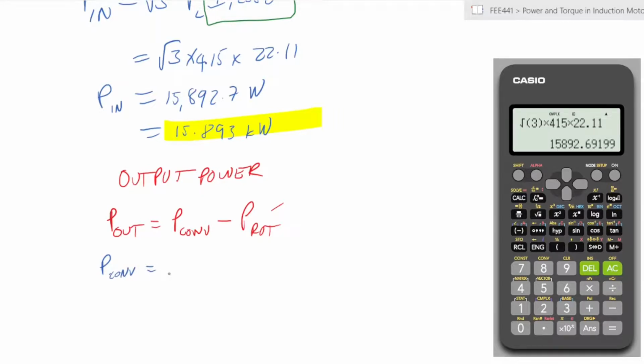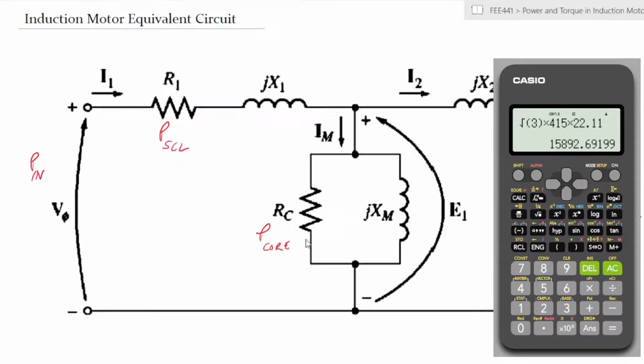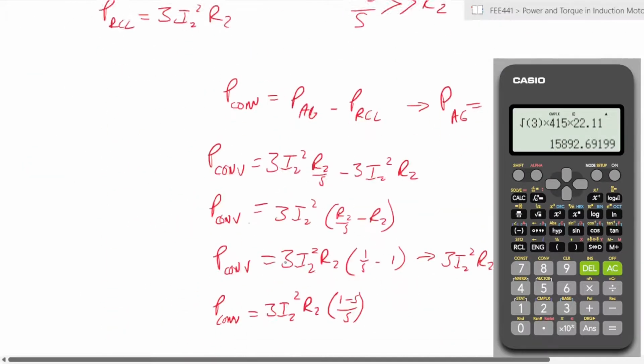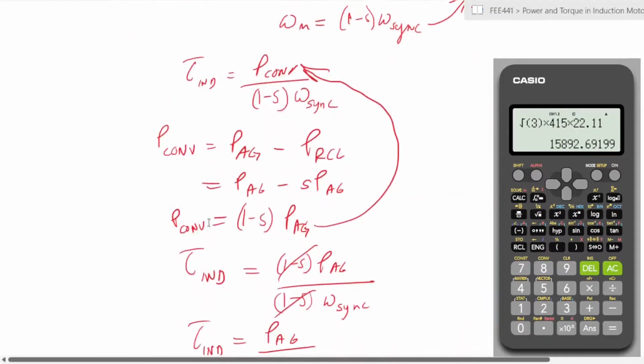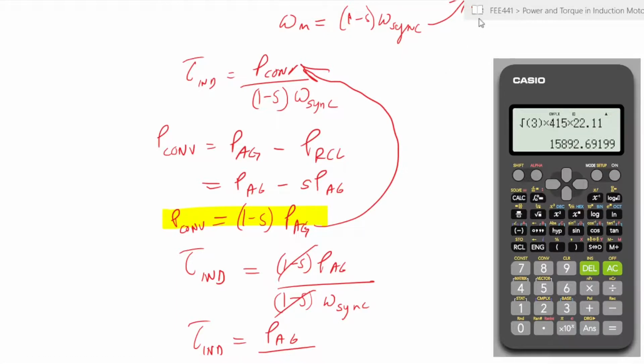Okay, converted power. We had a previous equation where we said it is 1 minus S of the air gap power. Remember, we showed that yesterday. I believe we have it somewhere here. That was air gap power. So we said here it is, all right? We are making use of that equation, the converted power and the relationship it has with air gap power.